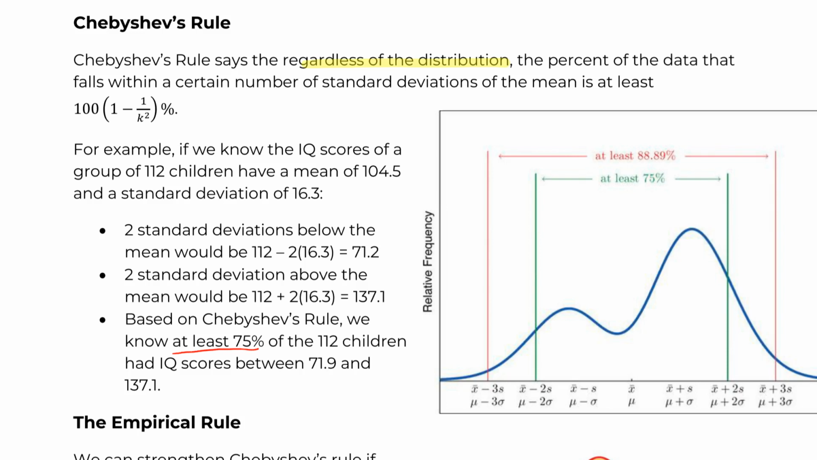So you actually have a cute little graph here that shows you within 2 standard deviations, you have 75% of the data, and within 3 standard deviations, you have 89% of the data. So the majority of observations are going to be within 2 or 3 standard deviations of the mean, whether we're dealing with symmetric or skewed data.